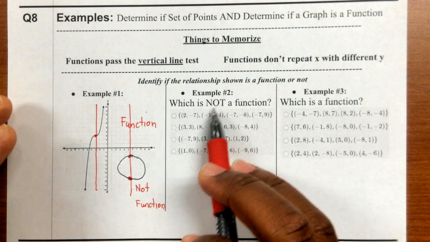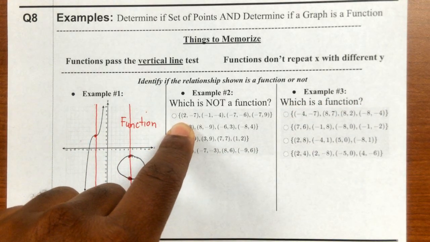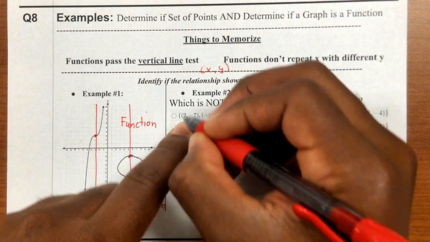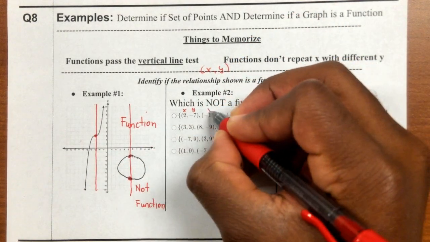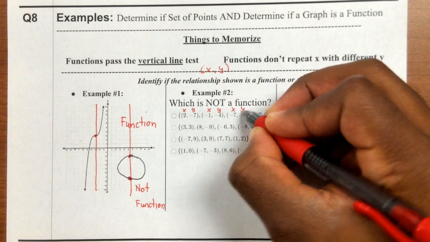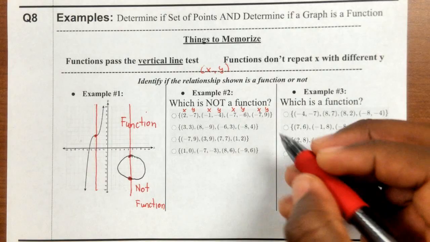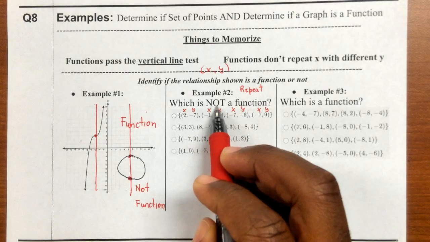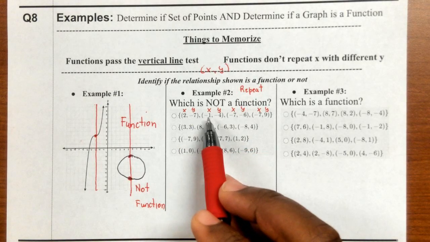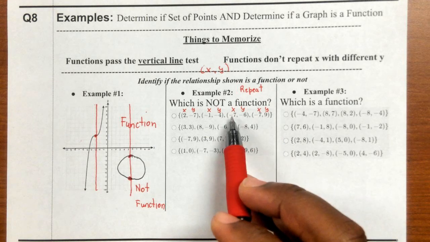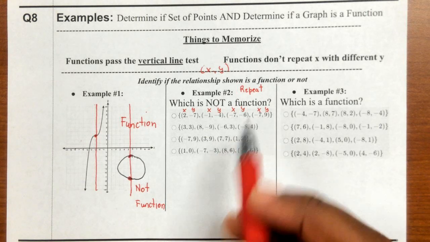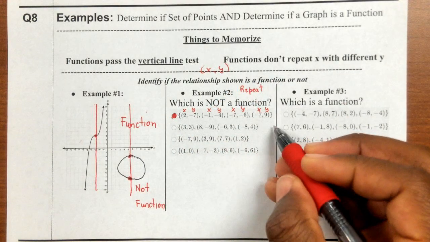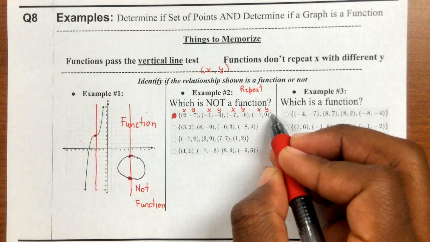A coordinate is written as x and then y. So this is the x, this is the y, this is the x, this is the y, and so forth. And this is the one that we want to repeat. We're trying to find which is not a function. Here we see 2, -1, -7, -7. Because we saw the -7s twice, this is the one that is not a function. All of these are functions.